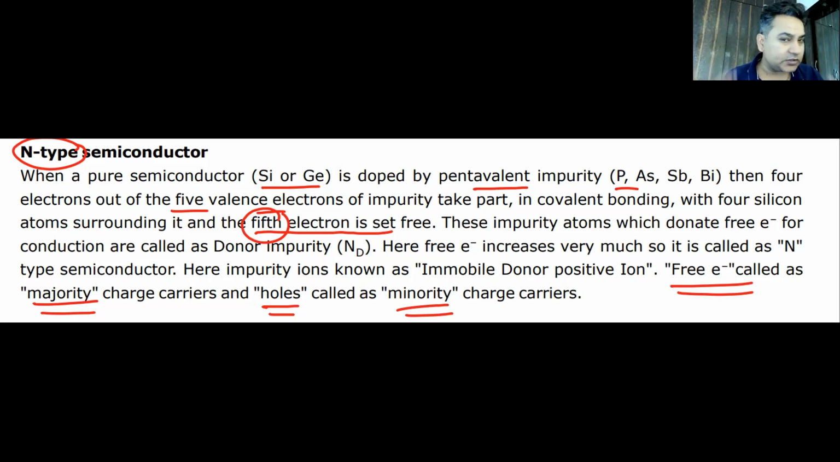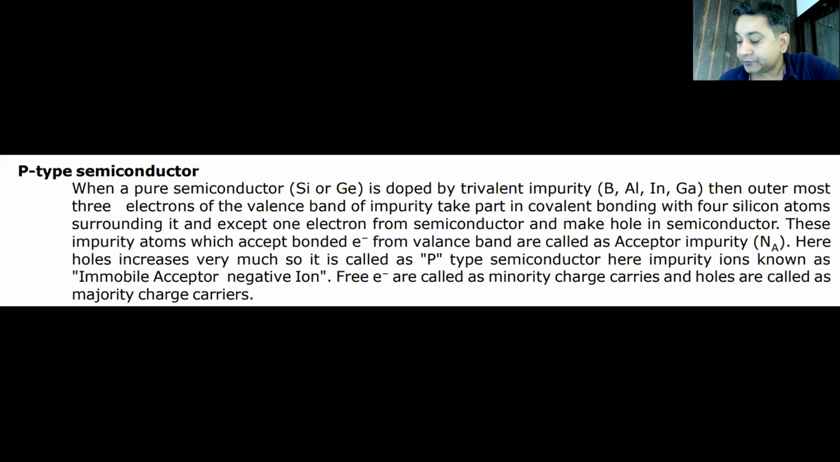Now, if you have understood N type, you do the reverse of it and you will get P type. So, what will happen in P type? I will dope it with a trivalent impurity. Electron acceptor. One electron is less. Do we understand this?